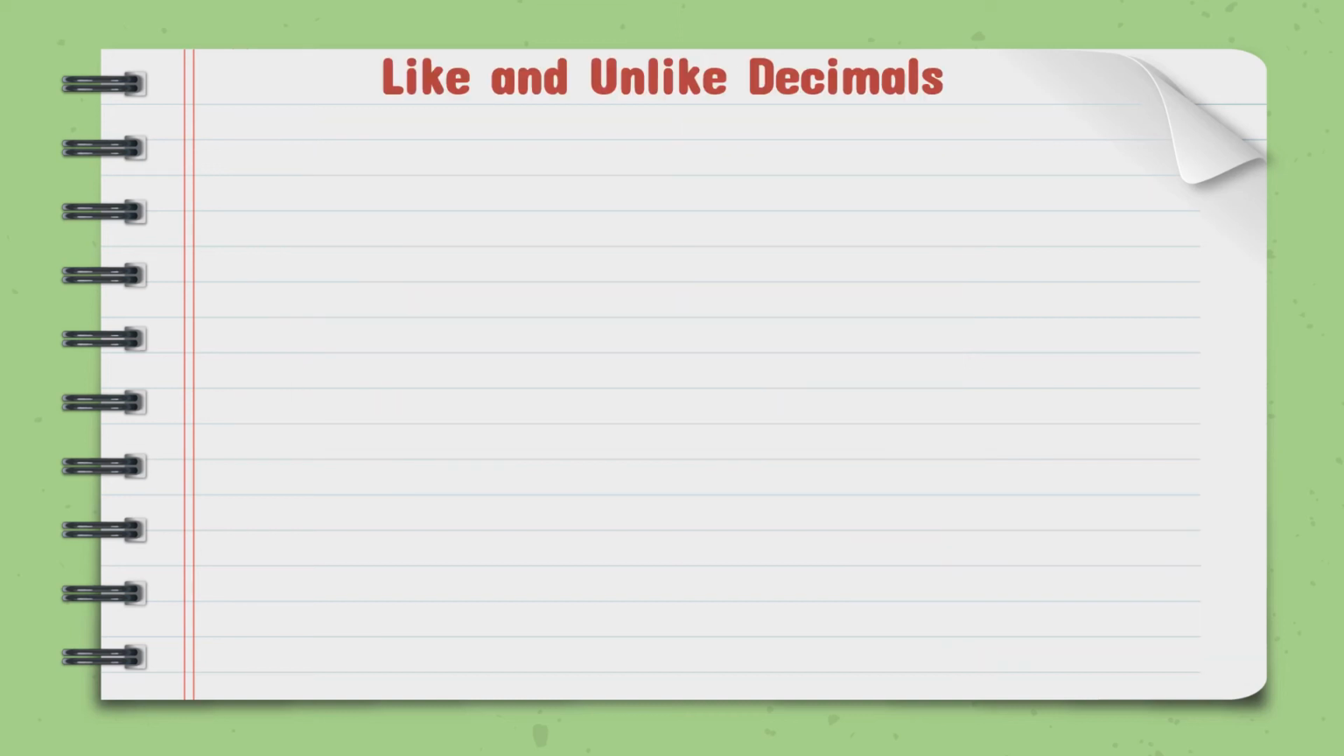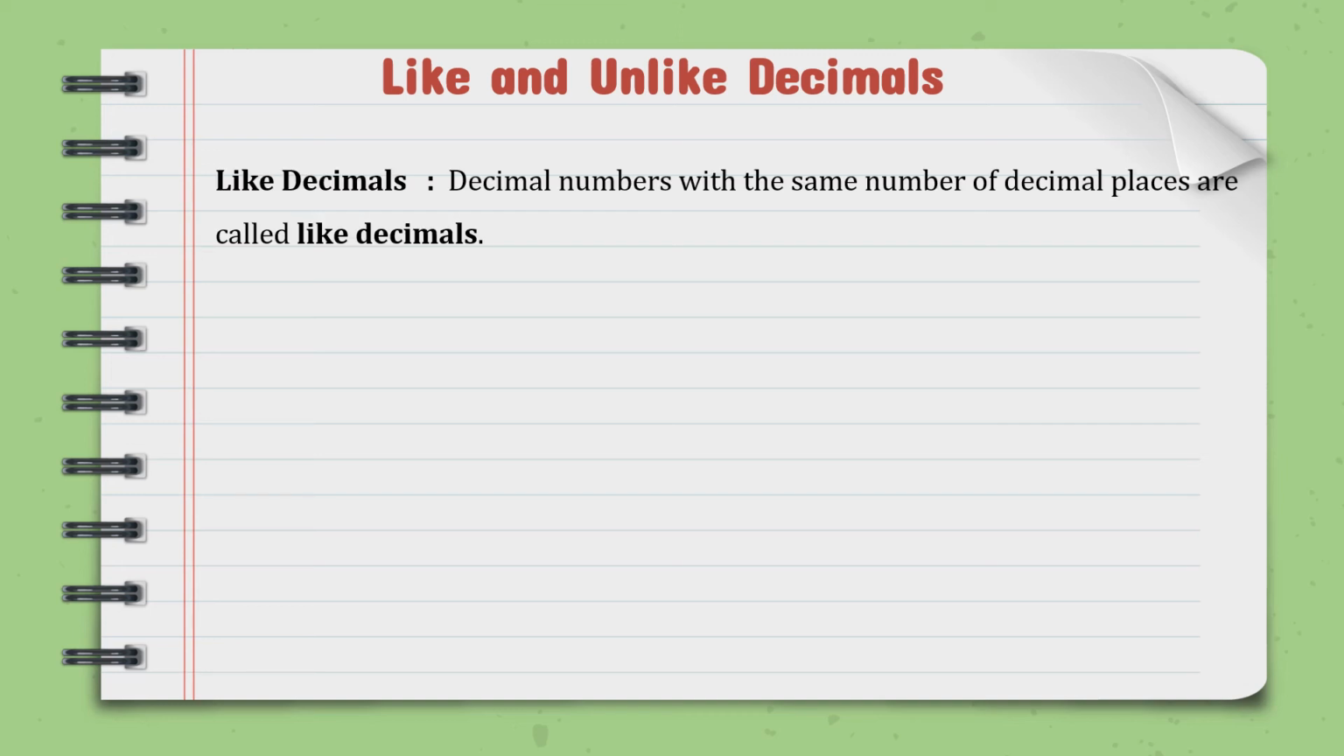Now based upon this, we are going to have like and unlike decimals. Like decimals: decimal numbers with the same number of decimal places are called like decimals. For example, see here, there is only one decimal place. There is only one decimal place. So these all are like decimals. We don't have to see the values.